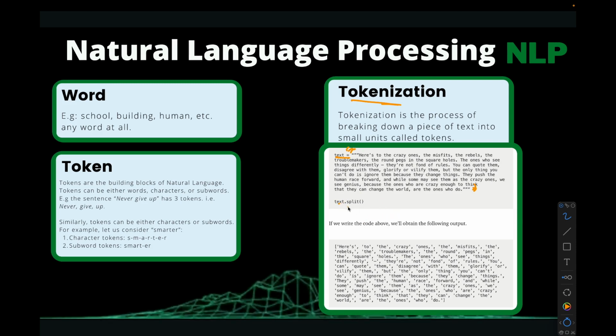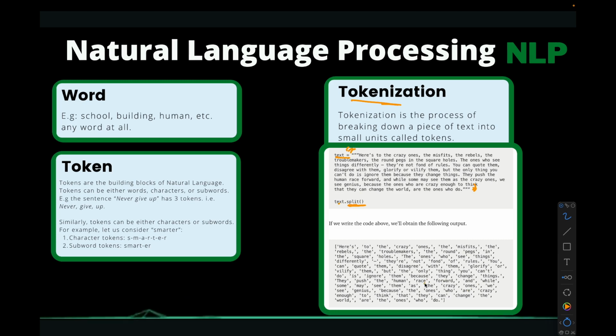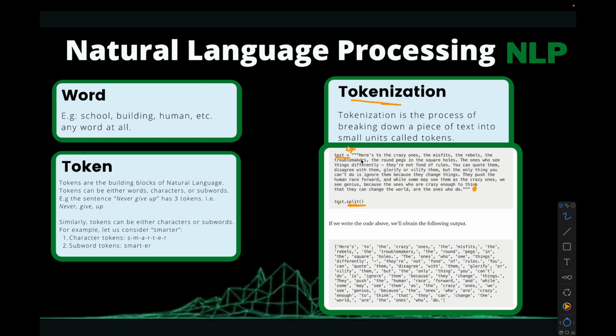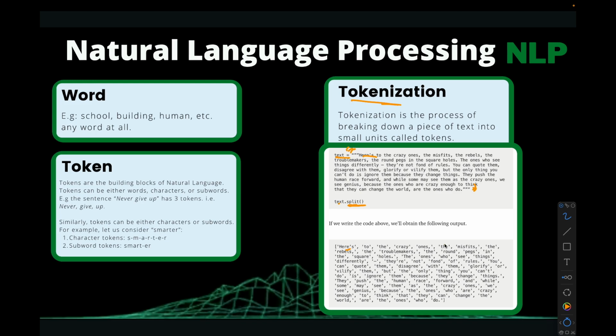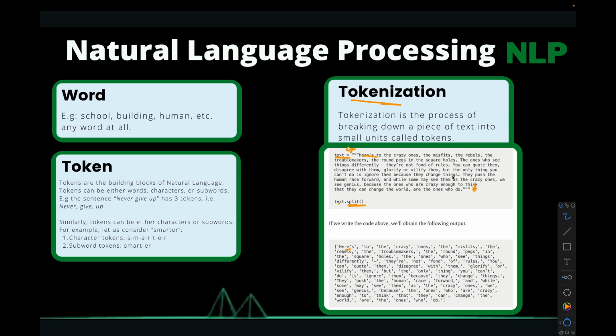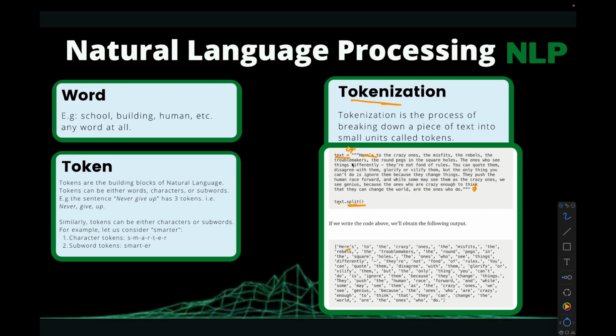So I'm using text.split. When I do that, I'll get all the individual words standing alone. You can see that here is standing on its own, 2 is standing on its own, there is standing on its own, crazy is standing on its own, once is standing on its own, misfit is standing on its own, the rebels standing on its own, troublemaker standing on its own. So we do it for all of them.